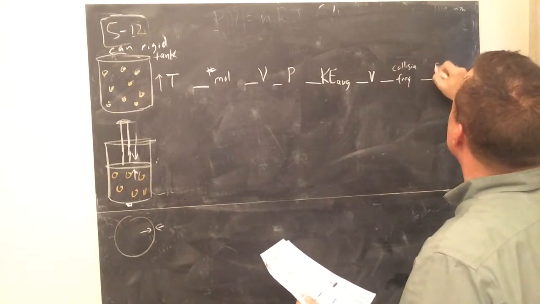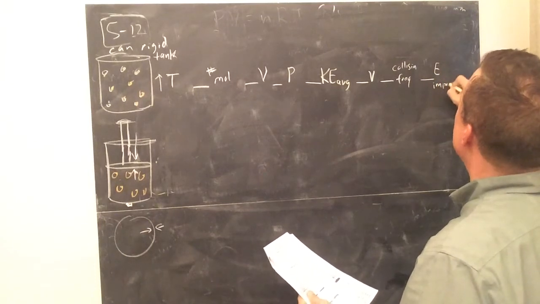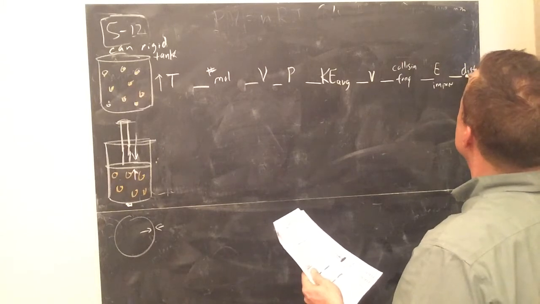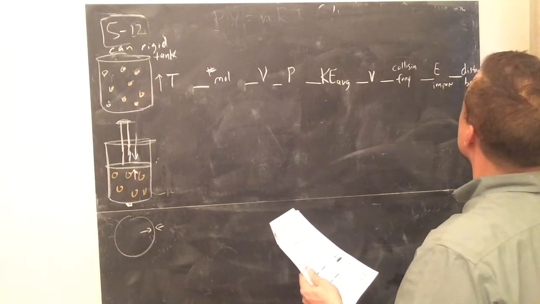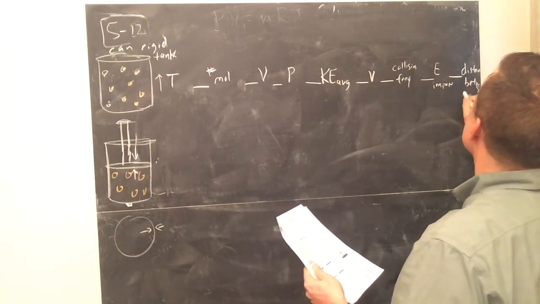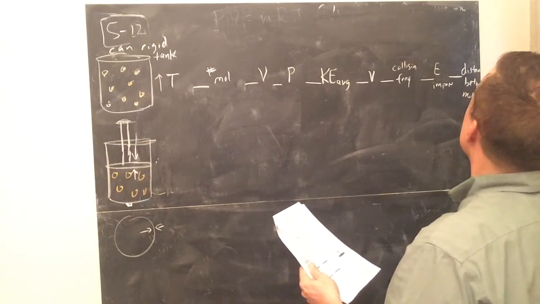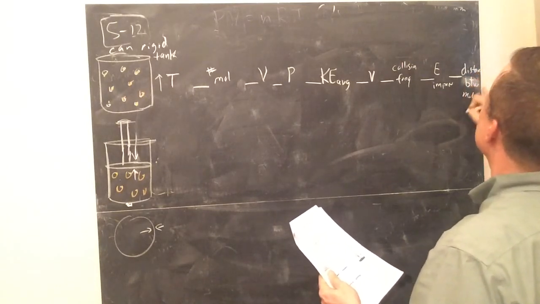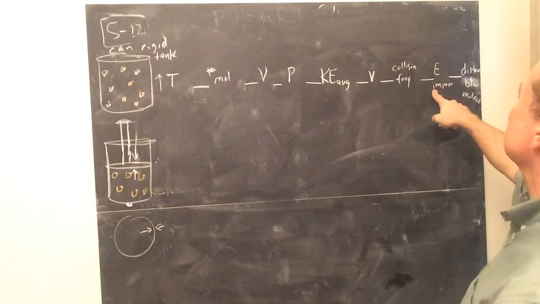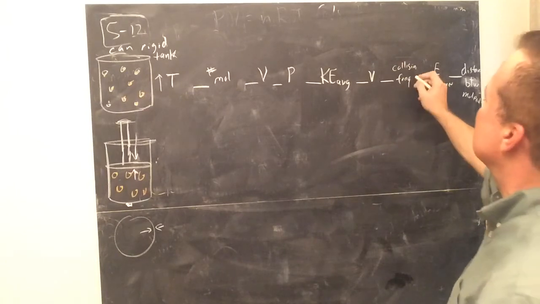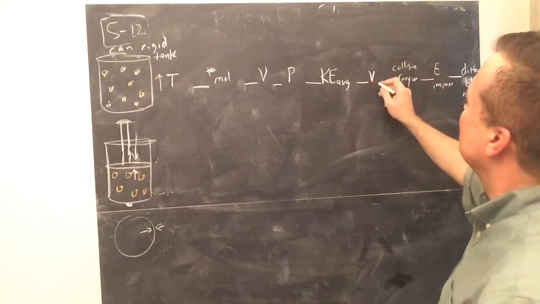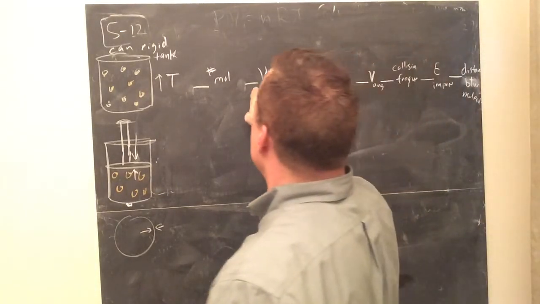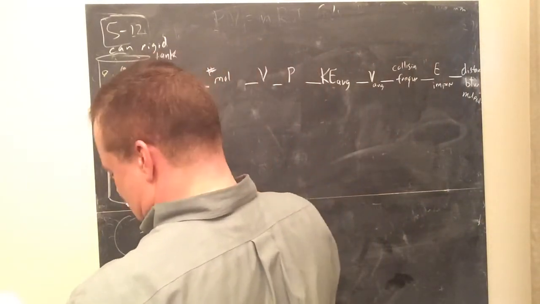Energy of impact. And then the distance. Distance between molecules. Distance, BTW, can also mean between, not just by the way. Distance between molecules, energy of impact, collision frequency, velocity, average kinetic energy, pressure, volume, and then the moles.